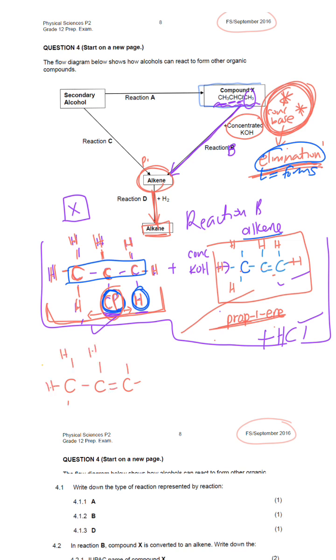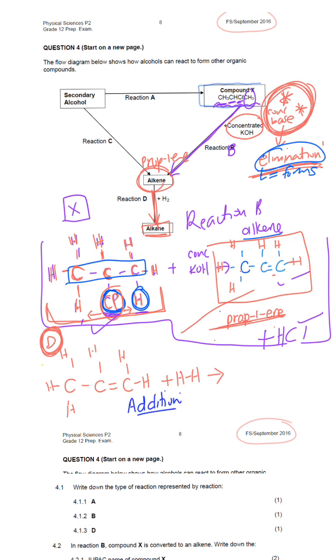So because we found the central compound, so we know this is prop-1-ine, it's now going to be easier for us to work with all the other reactions. So remember, we are doing reaction D now. So we start off with an alkene plus hydrogen and an alkane is formed. So firstly, the type of reaction that occurs, we know that the type of reaction that occurs is an addition reaction. And how do we know this?